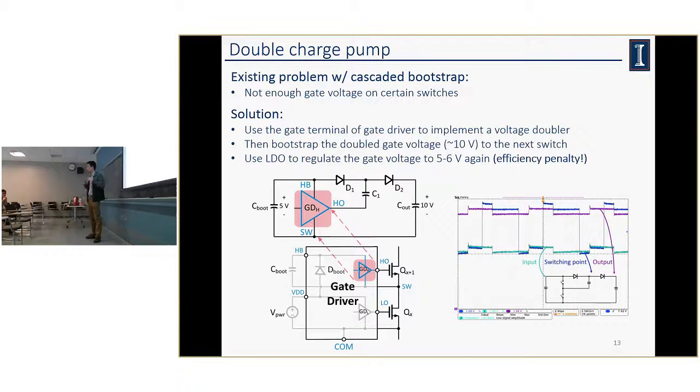And if you want to do this over and over again, the efficiency will be 50% times 50% times 50%. You get lower and lower. And since this is a converter, you can see it cannot power ultimate high current. So if you do a lot of this operation again, you will not be able to get a very high voltage to be bootstrapped. That's the limitation of this method.